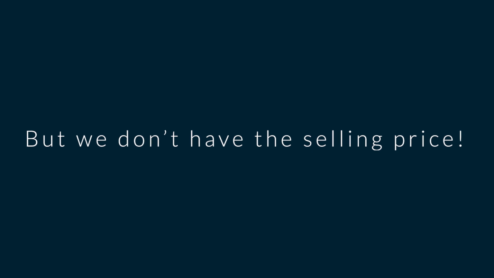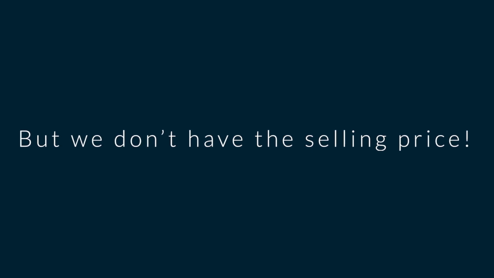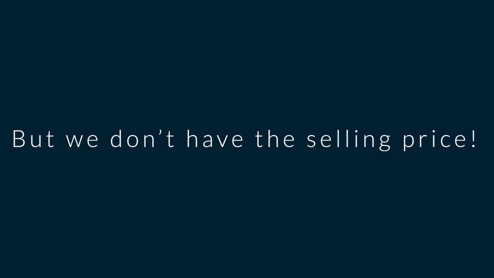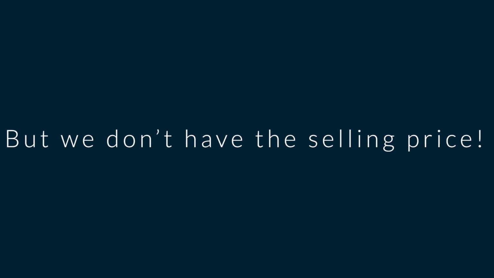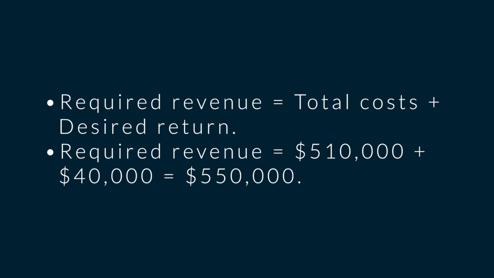So let's see, what is our selling price? Because we need to understand our selling price, because revenue will be the selling price times the number of units that we sell. So the required revenue is equal to total cost, okay? Total cost of making that thing plus the desired return. That's the revenue, right? So in this case, $510,000 plus 40, we have 550,000. If we get the 550,000, then that is enough money to guarantee us our 20% return. But then from this 550,000, how much are we going to sell for?